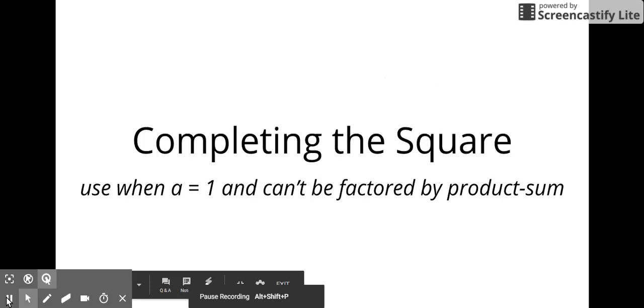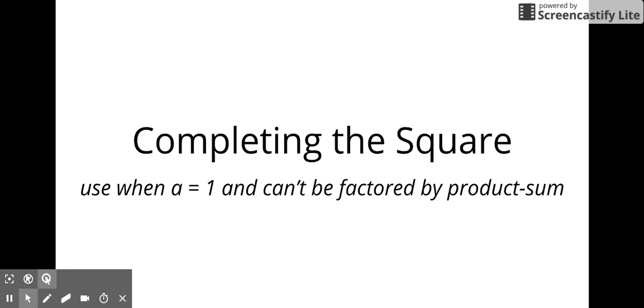And don't forget that completing the square is a method to be able to get a perfect square binomial that can be solved by the square root method, and we usually do that when we have an a value that's 1 and it's not easily factored by the product sum. However, any quadratic can have the completing the square method done on it. It's just not always the best option.